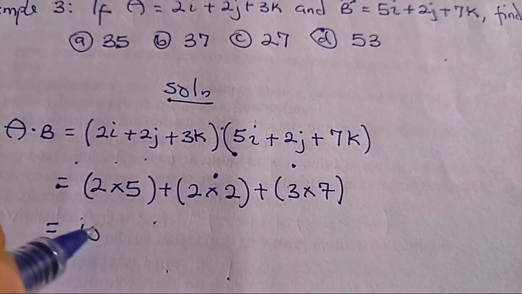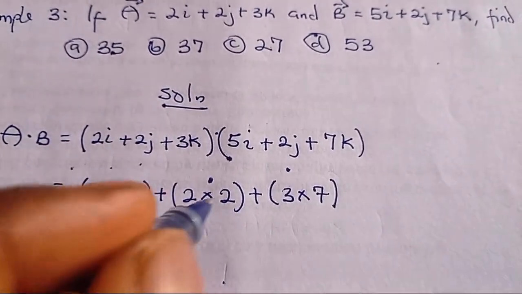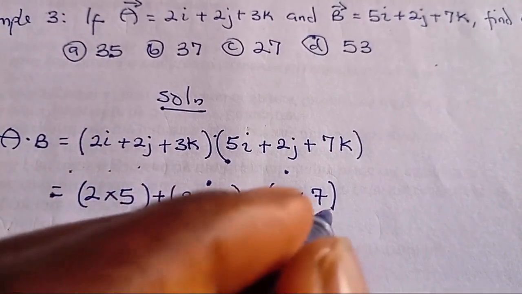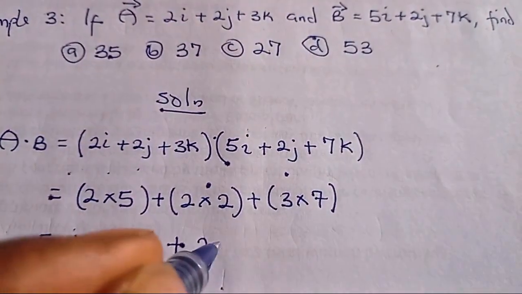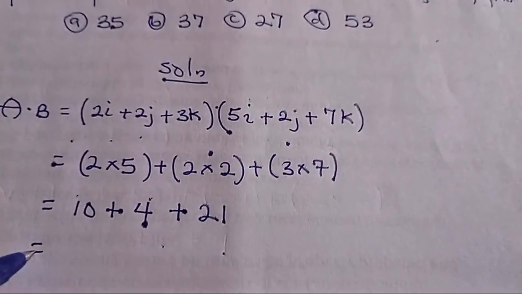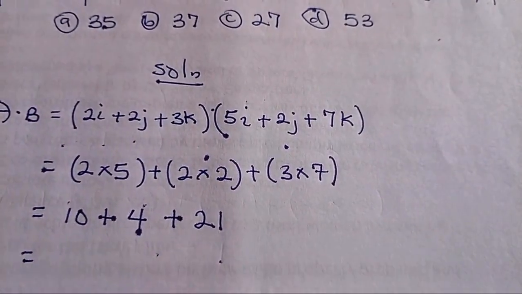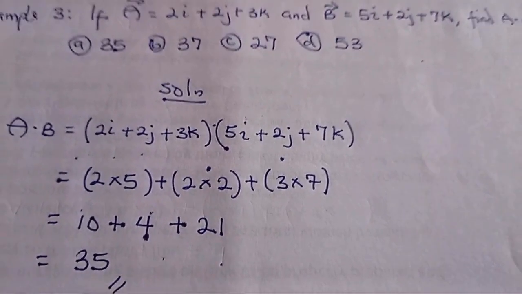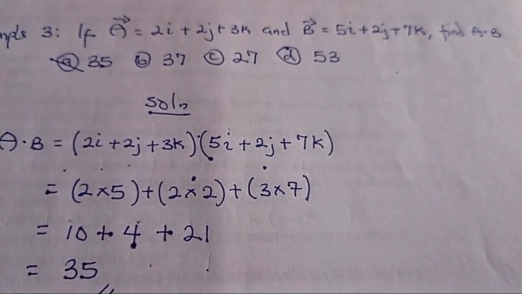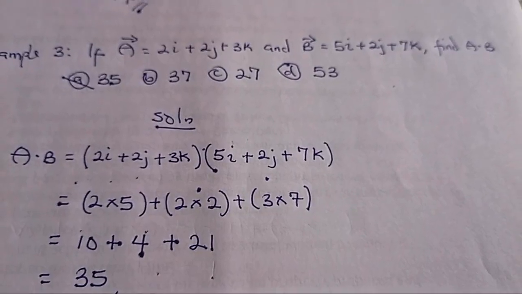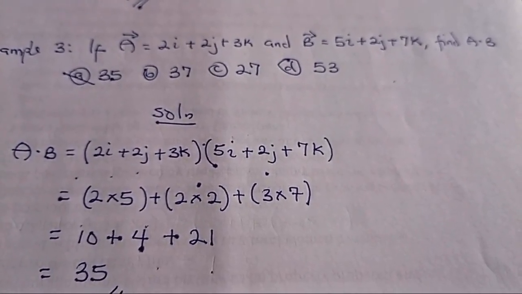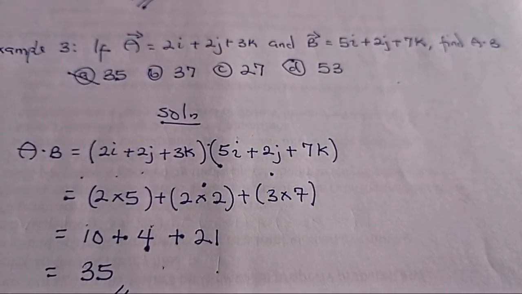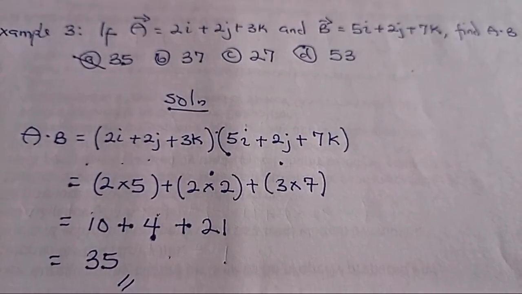Two times 5, we have 10, plus 2 times 2, we have 4, plus 3 times 7, we have 21, and finally that's equal to 10 plus 4 is 14, 14 plus 21, we have 35, corresponding with option A. So the dot product or scalar product of the vectors A equal to 2i plus 2j plus 3k and vector B with 5i plus 2j plus 7k is equal to 35.